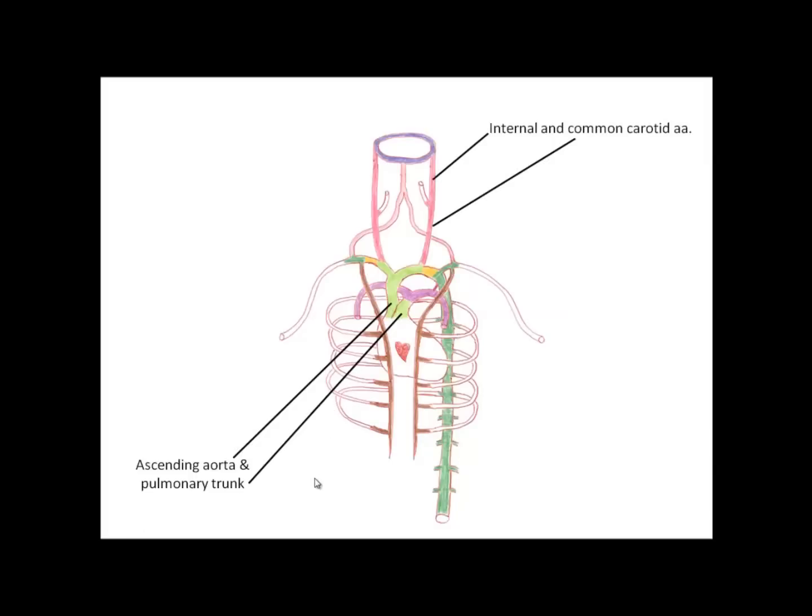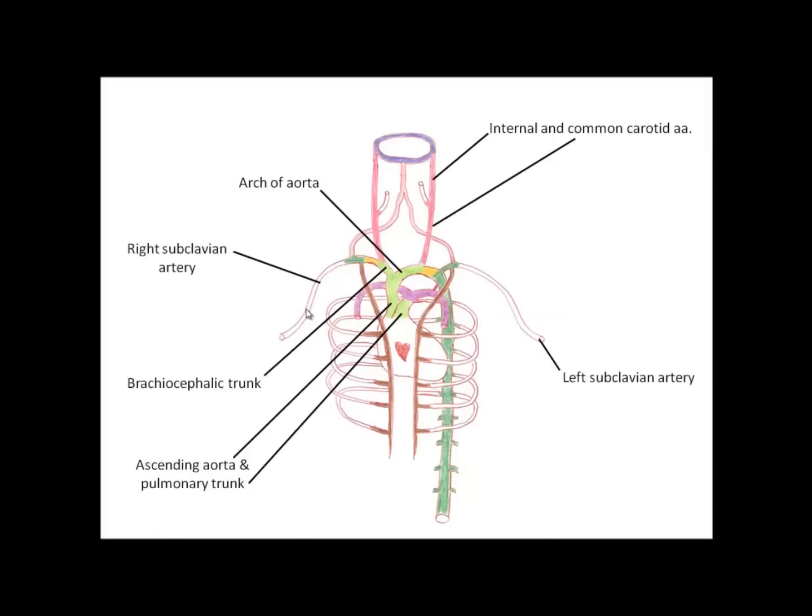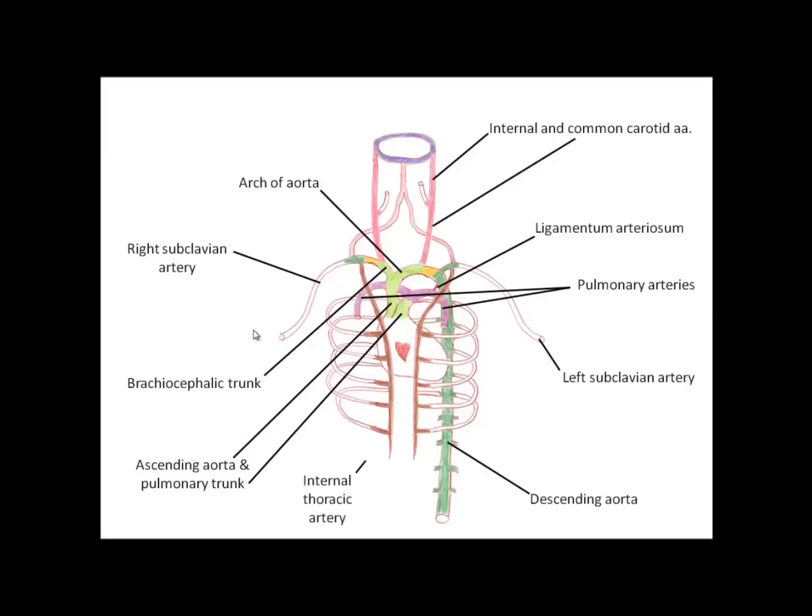Internal and common carotid arteries from the third arch. Arch of the aorta, coming largely from the aortic sac, as is the proximal brachiocephalic trunk. Right subclavian artery from the seventh intersegmental artery, as is the left. Descending aorta from the dorsal aorta. Pulmonary arteries from the sixth aortic arch. And the ligamentum arteriosum from the sixth aortic arch on the left. Internal thoracic arteries and vertebral arteries stretching off of the seventh intersegmental, one going inferiorly down posterior to the sternum, and the other extending superiorly towards the basilar artery.